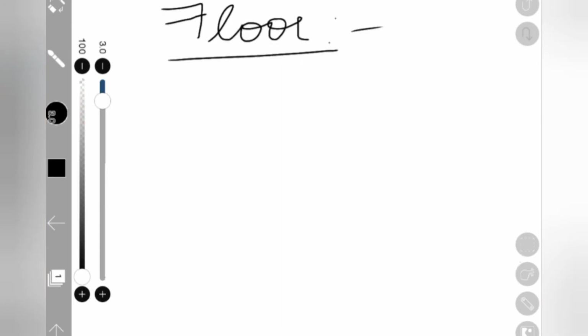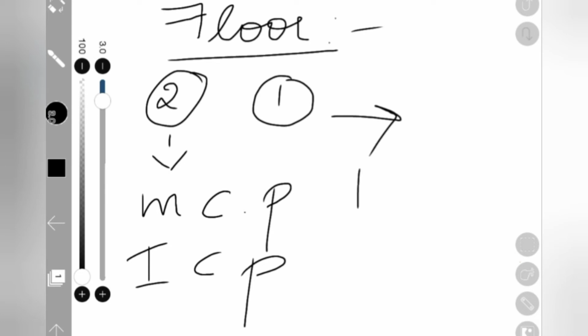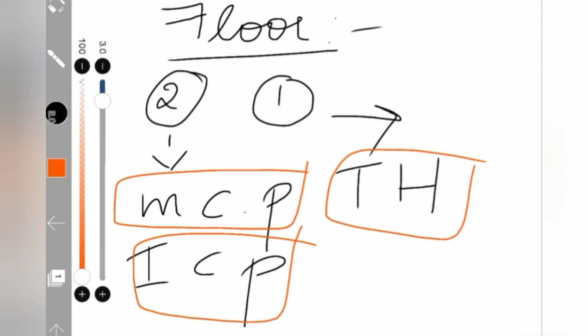Now the floor. The floor is formed by 2 muscles and 1 membrane. The 2 muscles are the middle constrictor of pharynx and the inferior constrictor of pharynx. And the membrane is the thyrohyoid membrane. So they form the floor of the triangle: middle constrictor of pharynx, inferior constrictor of pharynx and the thyrohyoid membrane. They form the floor of the carotid triangle.